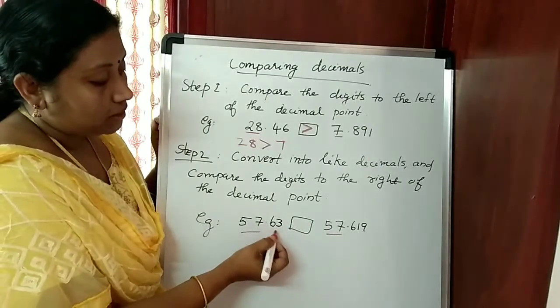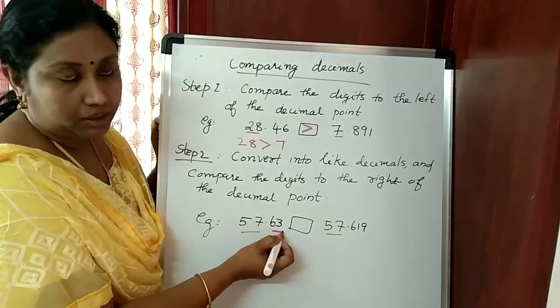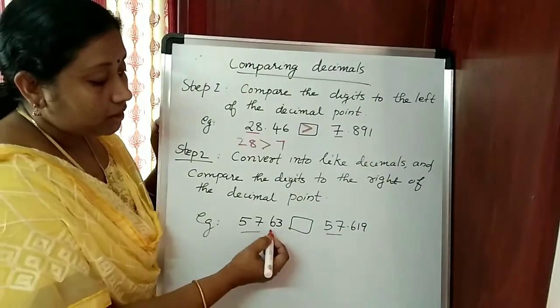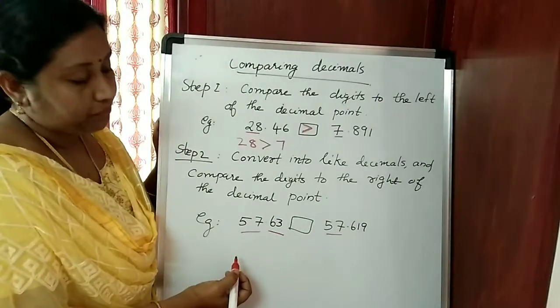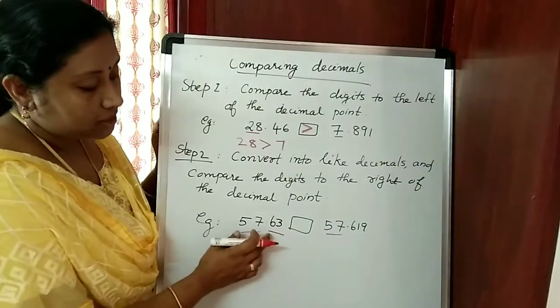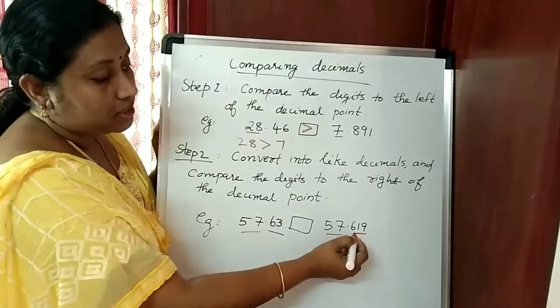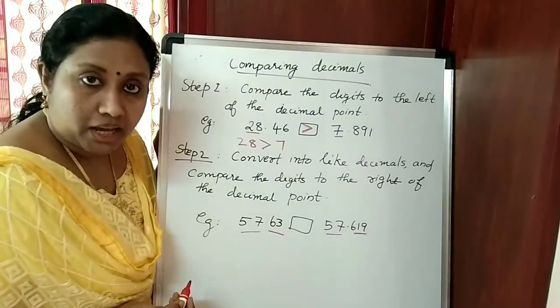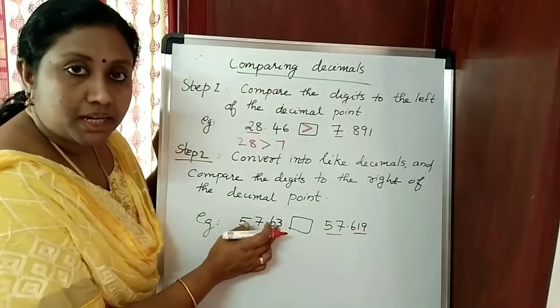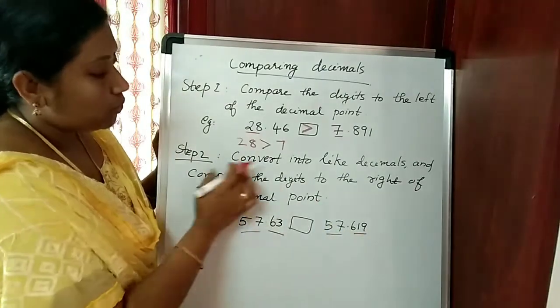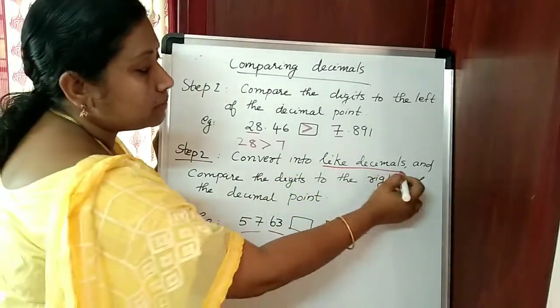You check the integral part. No, you check the decimal part. Here what is the decimal part? 63. Here what is the decimal part? Yes, 619. Here how many digits are there? Only 2 digits. Here 3 digits. So convert into like decimals.